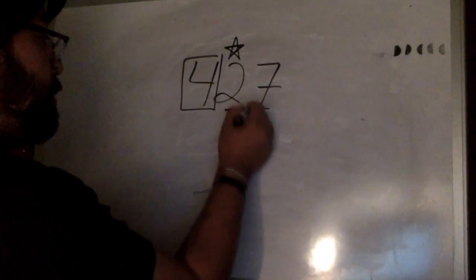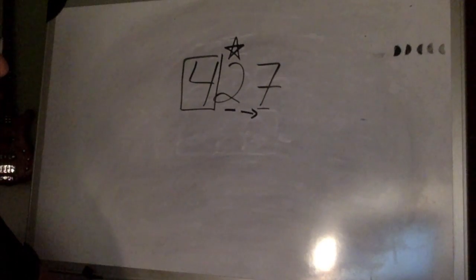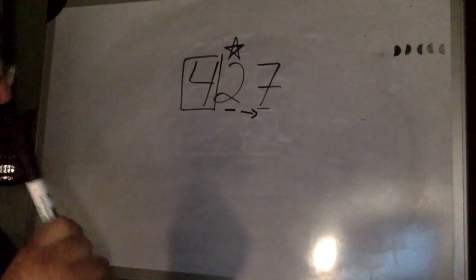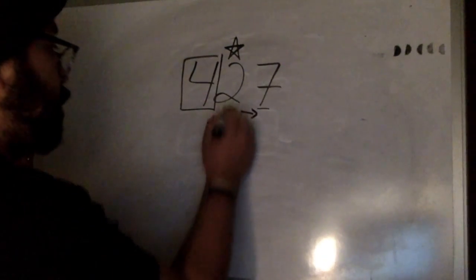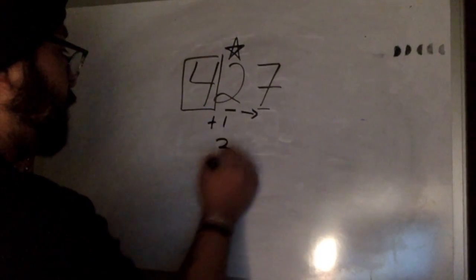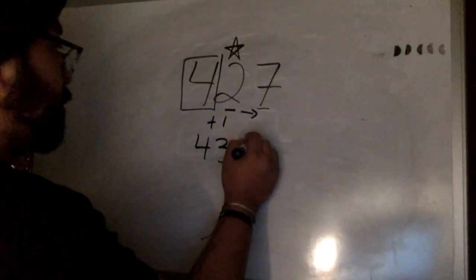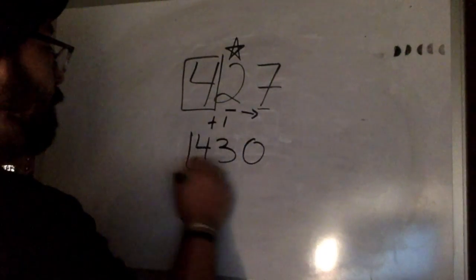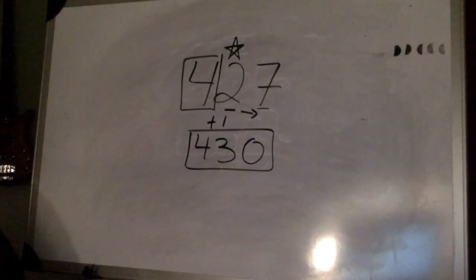Look next door. Is Cinderella's sister 4 and below or 5 and above? She is 5 and above. Therefore, Cinderella gains 1 point. 2 plus 1 equals 3. The royal family drops, and then her sister turns into a pumpkin. So 427 to the nearest 10 equals 430.